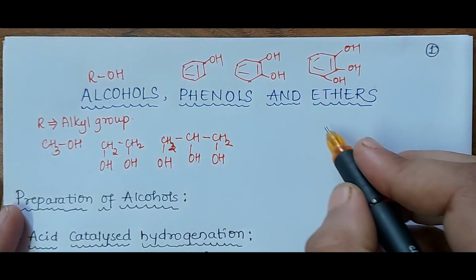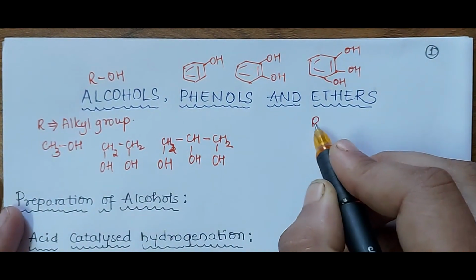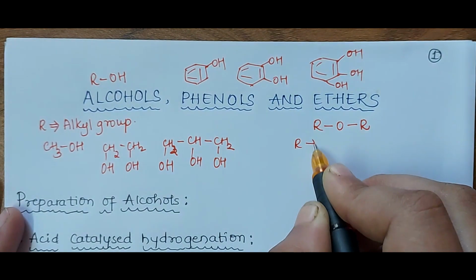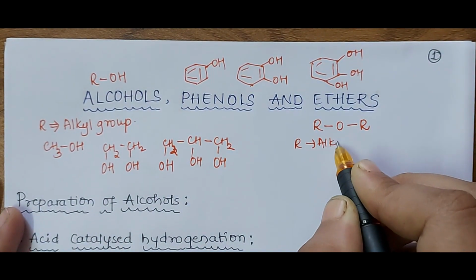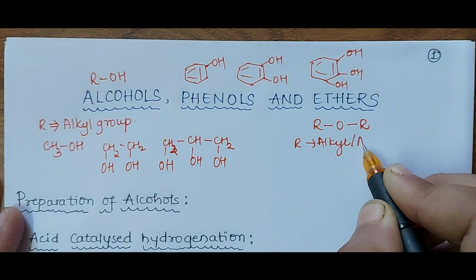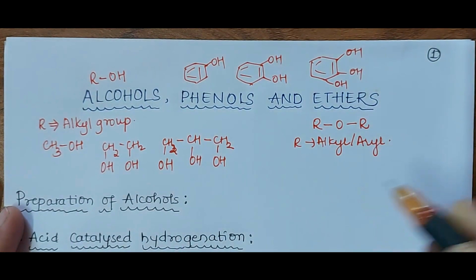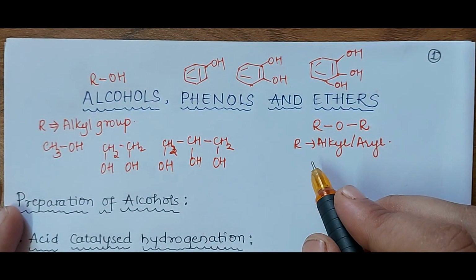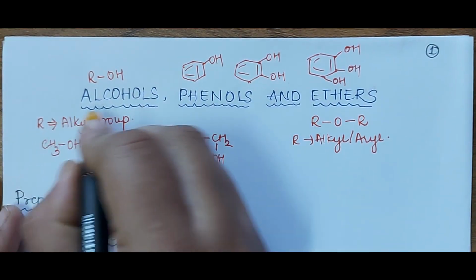Next we'll consider ethers. Ethers are represented by the general formula ROR, where R can be either an alkyl group or even an aryl group. They are further classified into two different types. We'll discuss those, but before that, alcohols.